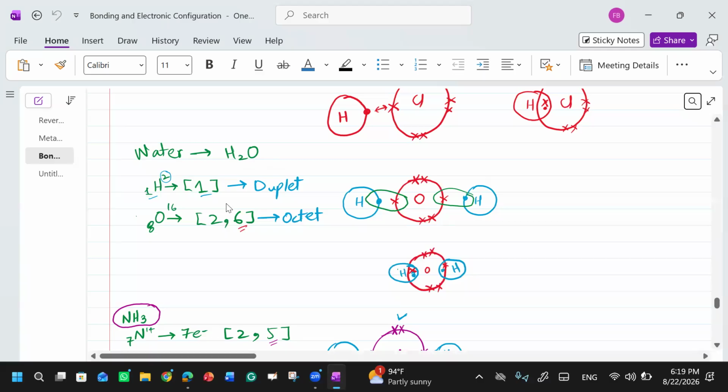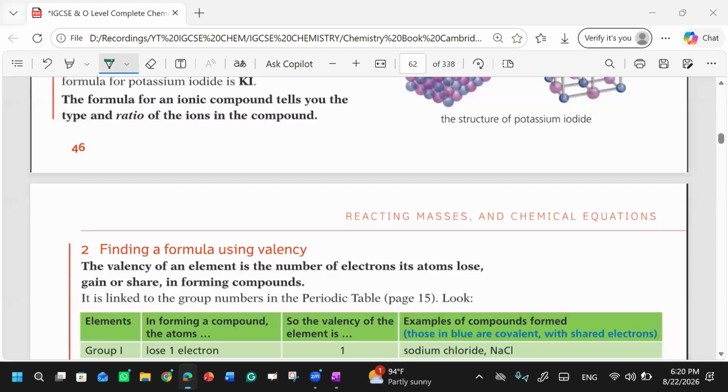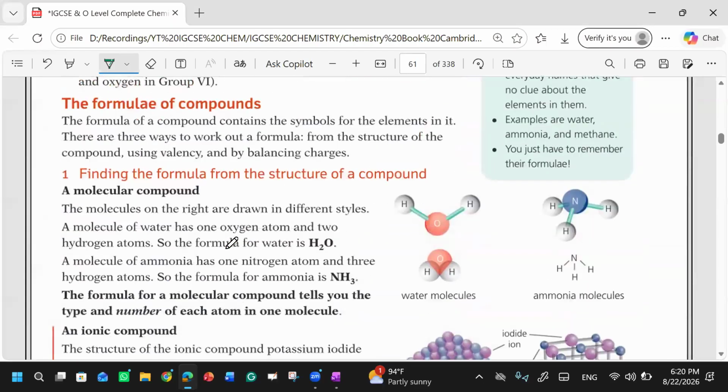You see, oxygen has six electrons in the valence shell, right? And it needs to gain two. So one hydrogen will share one, and the other hydrogen will share the other one, right? So this is the bonding structure of the covalent structure. They have mentioned here that for a molecular compound, the molecules on the right are drawn like this. You see, oxygen is in the center, and two hydrogens are shared.